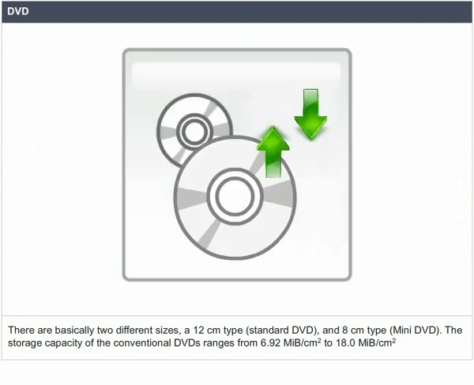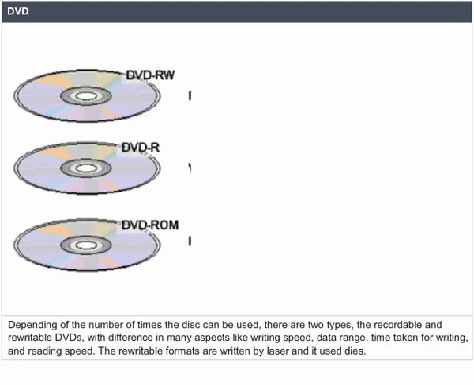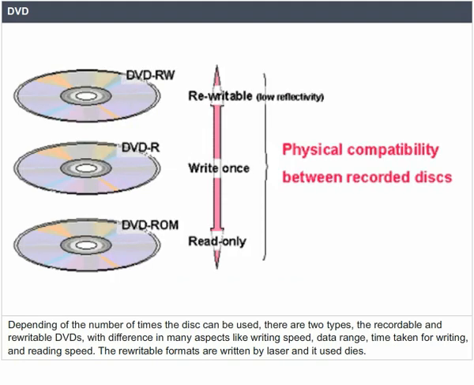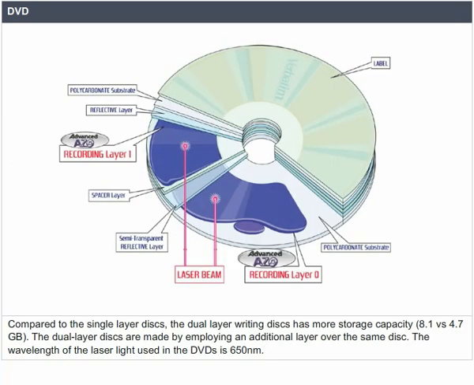Depending on the number of times the disc can be used, there are two types, the recordable and rewritable DVDs, with difference in many aspects like writing speed, data range, time taken for writing, and reading speed. The rewritable formats are written by laser and it uses dyes. Compared to single-layer discs, the dual-layer writing discs have more storage capacity, 8.1 versus 4.7 GB. The dual-layer discs are made by employing an additional layer over the same disc.